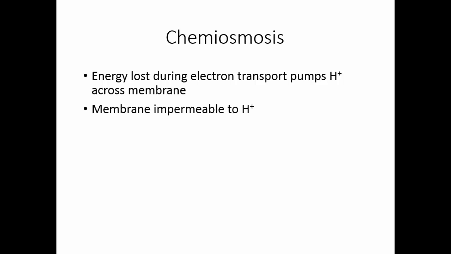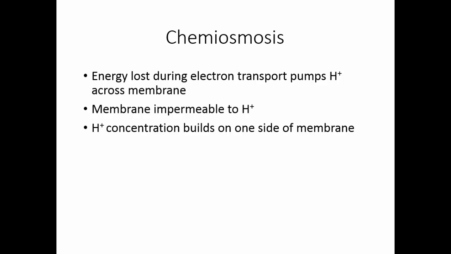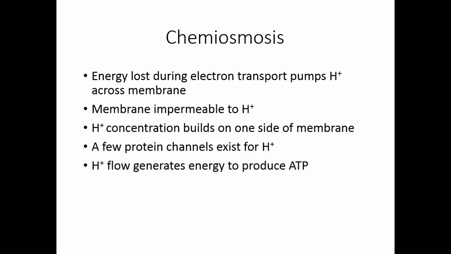The membrane is impermeable to hydrogen ions. That's why we had to have a pump. On one side of the membrane, we're going to build up a lot of positive ions. The other side will be positive ion deficient or more negative. So we're going to have an electrical gradient that will develop. There are few protein channels that exist in the membrane that will allow hydrogen ions to come back across the membrane. As hydrogen ions flow, they're going to generate energy to produce ATP.